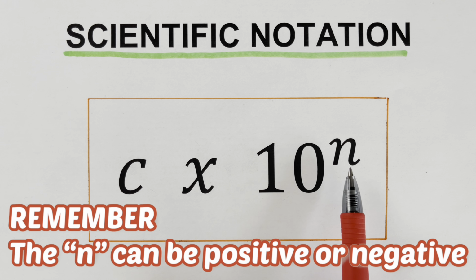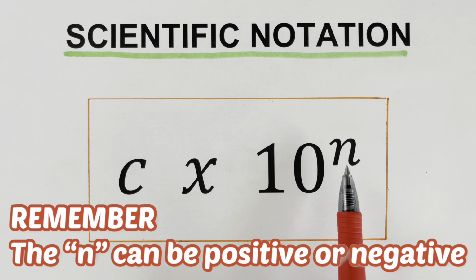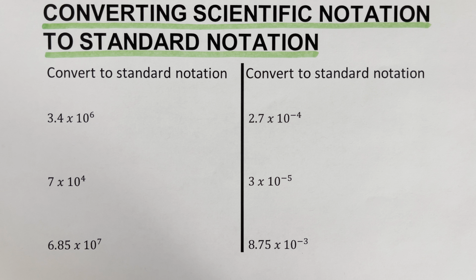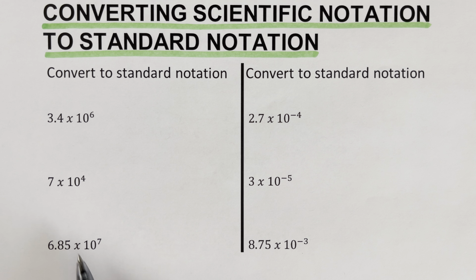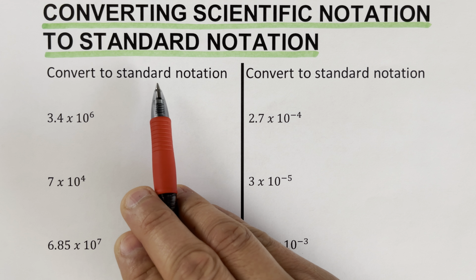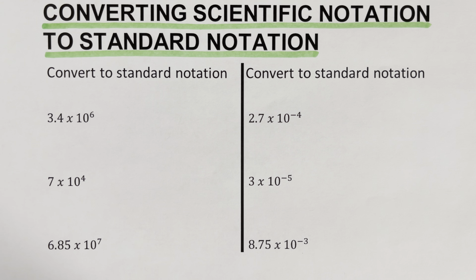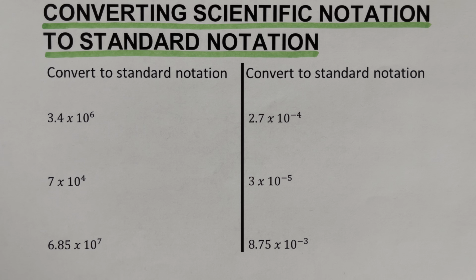And then this n that we have here is the exponent. And the value of n should be an integer, which means that it can either be positive or negative. Okay, going back to the examples here, we are supposed to change these 6 scientific notations that we have right here to their equivalent standard form or standard notation. Now let's take the first example here.